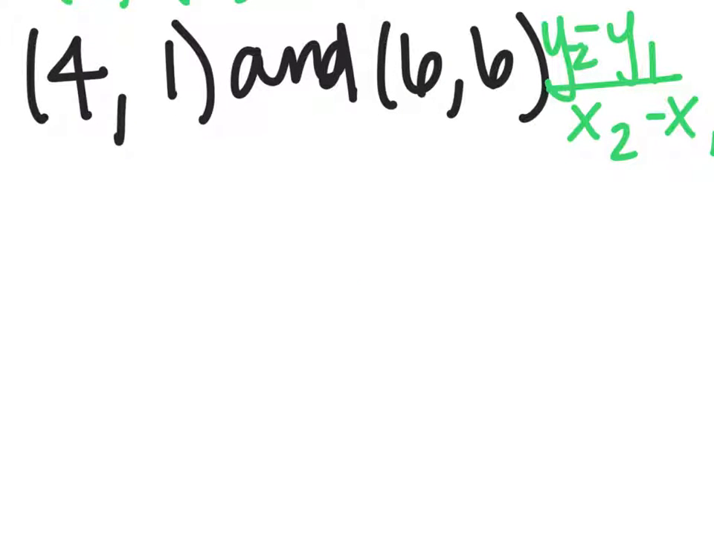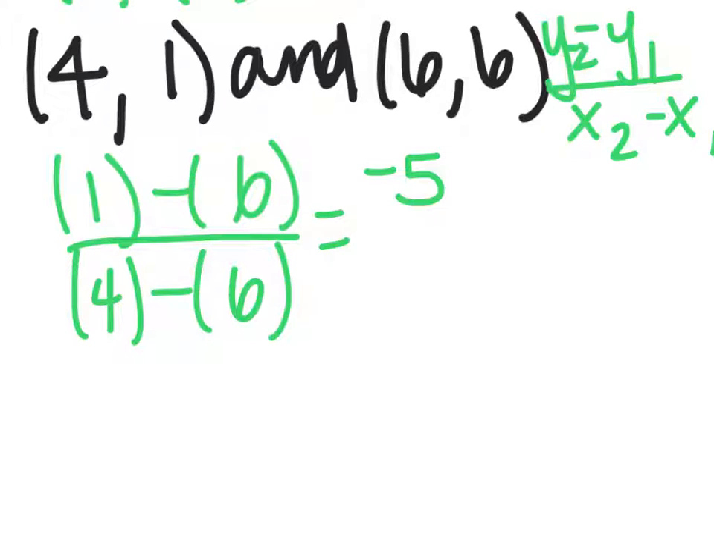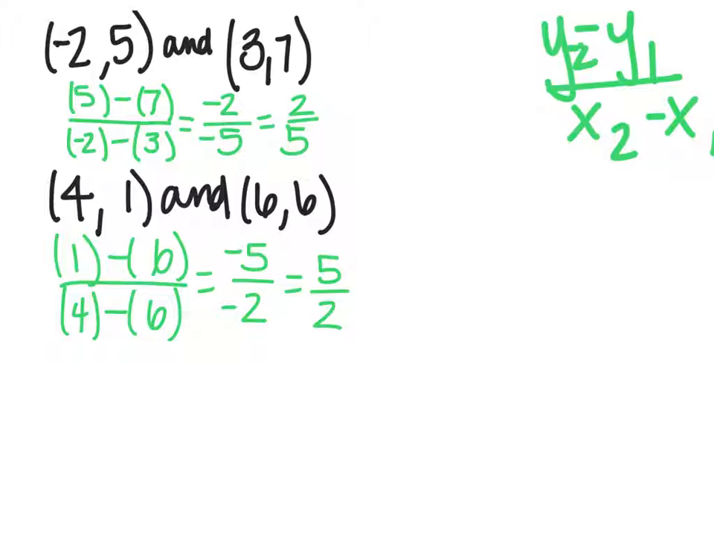So I have my second set of points, 4, 1, and 6, 6. Again, I'm going to draw my fraction, put my parentheses in so I can just fill in my numbers. My y's go on top, which are 1 and 6. And then my x's go on bottom, which are 4 and 6. So on top I have 1 minus 6, which is -5. On bottom I have 4 minus 6, which is -2. And -5 over -2 is +5 over 2.